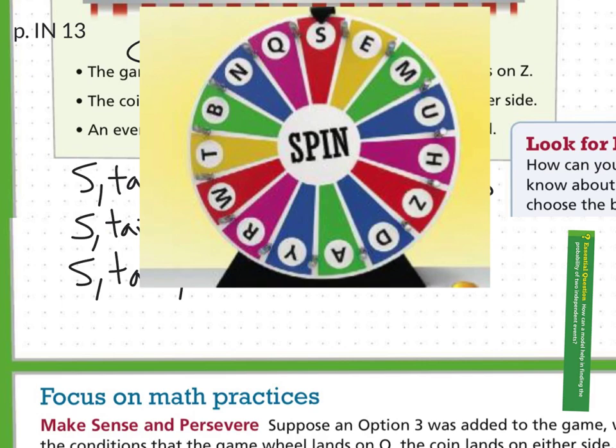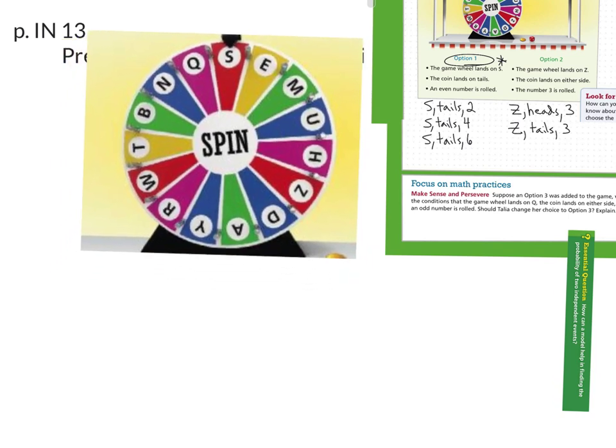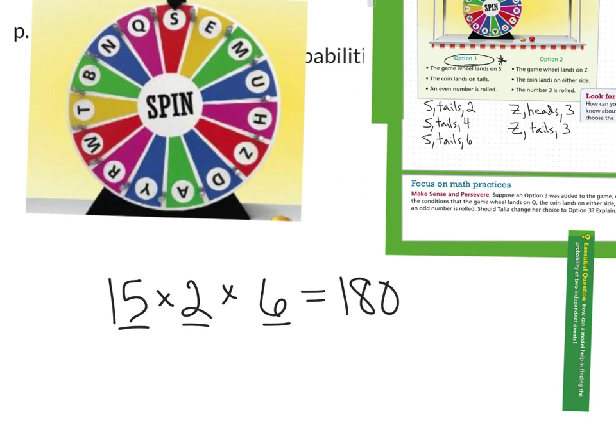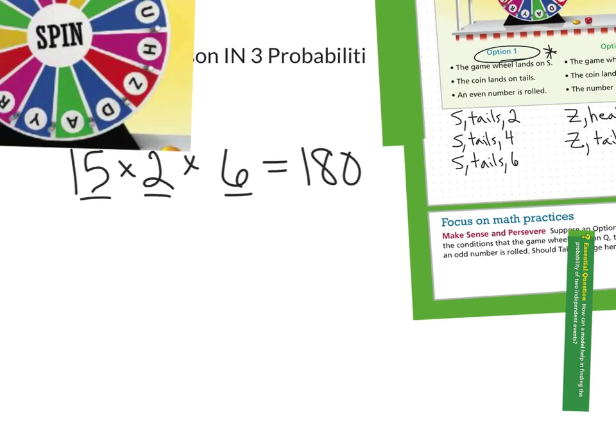So on the spinner, I think it looks like more, but there's actually 15 things on the spinner. The coin, we have 2 options. The number cube, we have 6 options. And kind of like we did in the last section, if we multiply those together, that would tell us how many different possibilities there are. So 15 times 2 is 30, and then 30 times 6 is 180. So there's 180 different options, 180 different combinations, we could say.